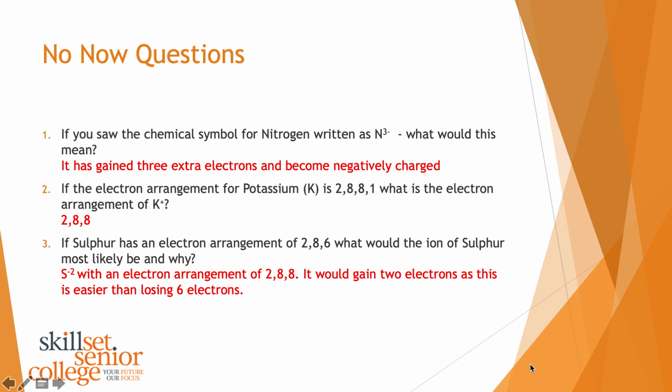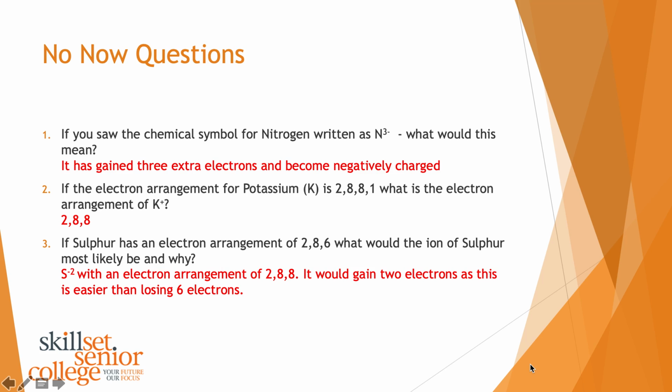And number 3, if sulfur has an electron arrangement of 286, what would the ion of sulfur most likely be and why? It's most likely going to be S2 minus, with an electron arrangement of 288. It would gain 2 electrons as this is easier than losing 6. Its electron arrangement to begin with is 286, so it only requires 2 additional electrons to be stable, or have a full outer electron shell. So S2 minus would be the most likely ion of sulfur.